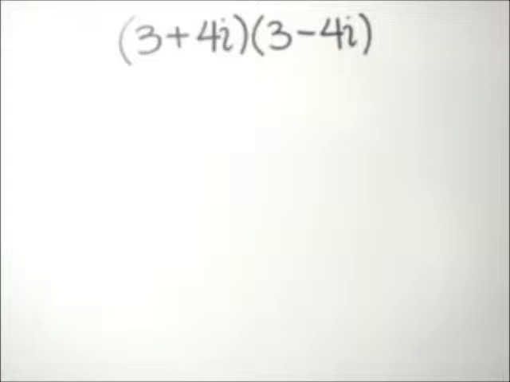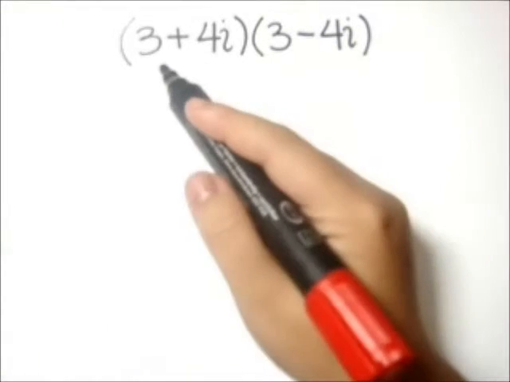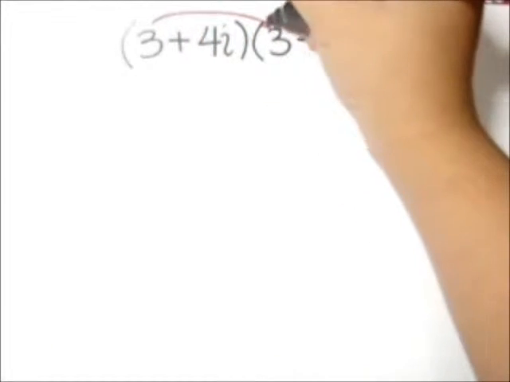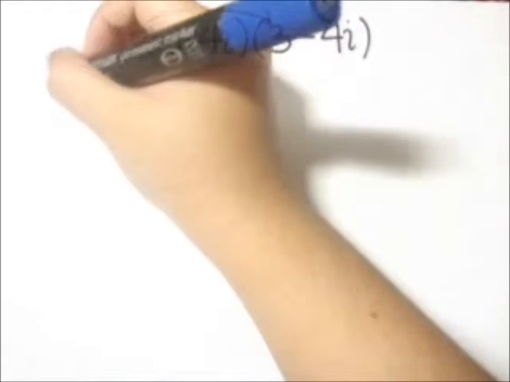(3 + 4i)(3 - 4i) is an example of the difference of two squares. As to why this topic is called this, we'll find out later. Again, we can use the FOIL method in this equation. So we begin with multiplying 3 by 3, giving us 9.